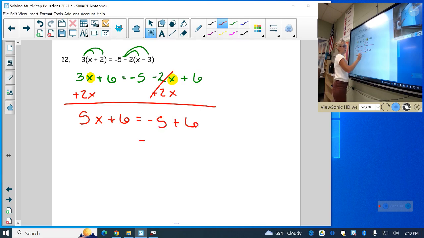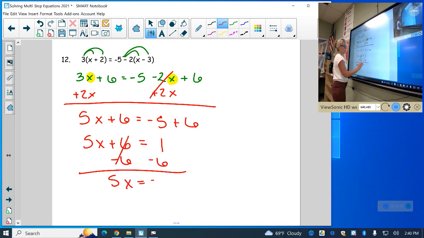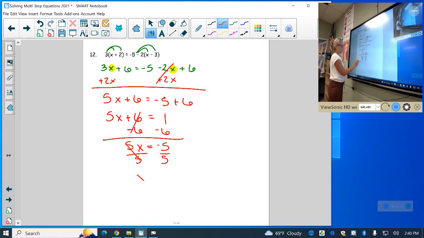Now I can go ahead and simplify that since those are like terms. It's just a constant. So I have 5x plus 6 minus 6. So 5x equals negative 5. And divide by 5. I have x equals negative 1. Okay? Get rid of subtraction and addition first here, and then divide second.